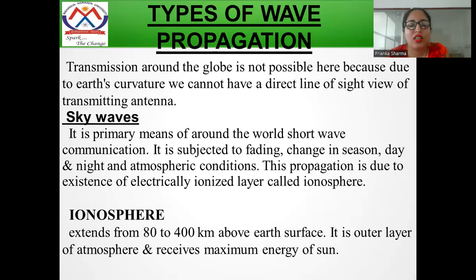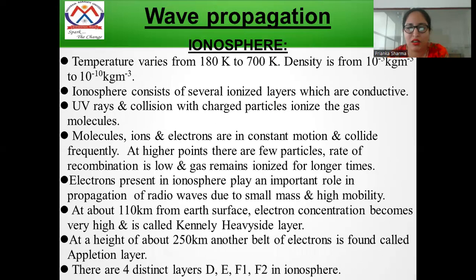Now we will discuss the ionosphere. Ionosphere extends from 80 to 400 kilometers above the Earth's surface. It is the outer layer of the atmosphere and receives maximum energy of the sun. The temperature of the ionosphere varies from 180 Kelvin to 700 Kelvin. Density is from 10 raised to power minus 5 kg per meter cube to 10 raised to power minus 10 kg per meter cube. Ionosphere consists of several ionized layers which are conducting.